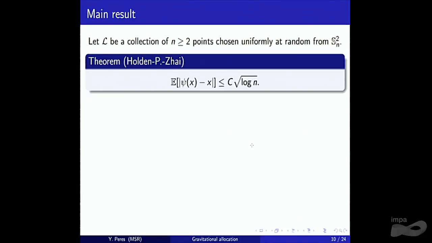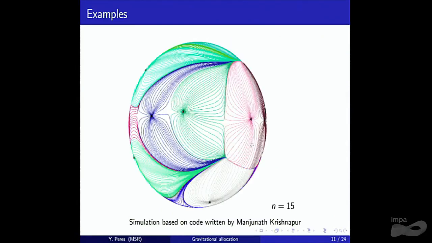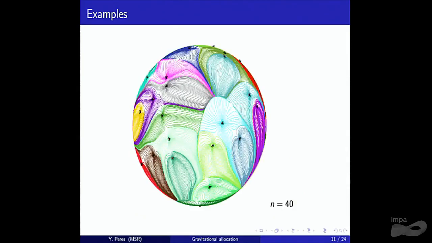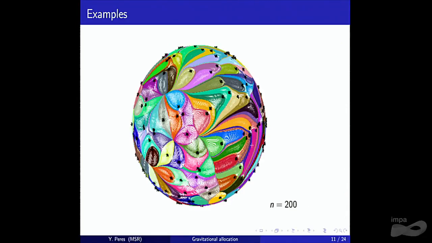I'll explain this later, but here are just some pictures of how these allocations look. So this is for n equals 15. You see the basins are still kind of roundish. As n grows, the basins get a little more elongated. You see this is 200 and this is 750. So it's kind of amazing. You can see the root log n, although it grows very slowly, you can see it in this picture that these domains, these salamanders, get thinner as n grows.